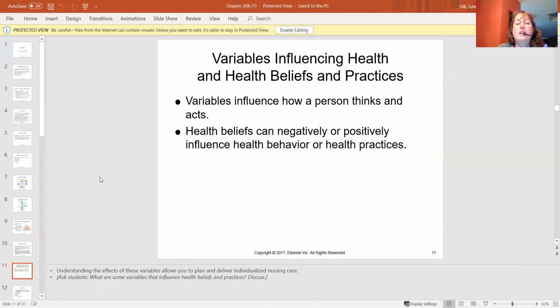So there are variables that influence health and health beliefs and practices. These variables would influence how a person thinks and acts. Health beliefs can negatively or positively influence health behaviors or health practices. So for instance, if I live in a neighborhood that isn't really good and I have a lot of pollution around me, that's going to influence how I perceive my own health and what I do. Your circumstances are going to affect that.